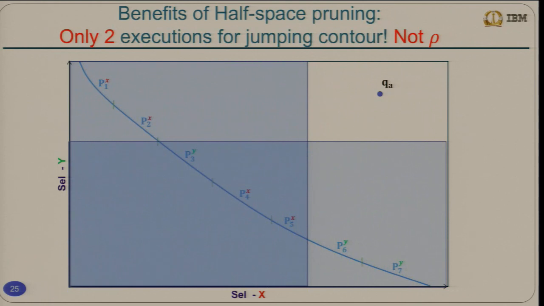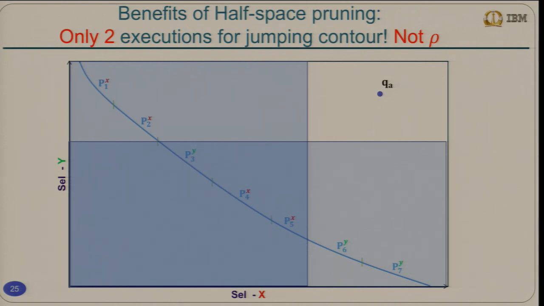The reason is that now what I can do is that this is a picture for 2 dimensions. So there are so many plans, right? And PlanBouquet was actually evaluating all these 7 plans. What we do instead is we look at each of these plans and look at which predicate it is spilling on, which is the nearest predicate for which I can spill on, and I annotate it by that.